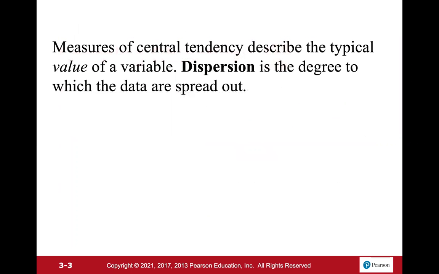So the measure of central tendency describes the typical value of a variable, like our averages, on average, what a value would look like. Now dispersion is the degree to which the data are spread out. So how far are they spread out? Here, this is going to measure the difference between lengths of hair versus length of vacation destination. Those are two very different amounts, but what would be normal within those different measurements?